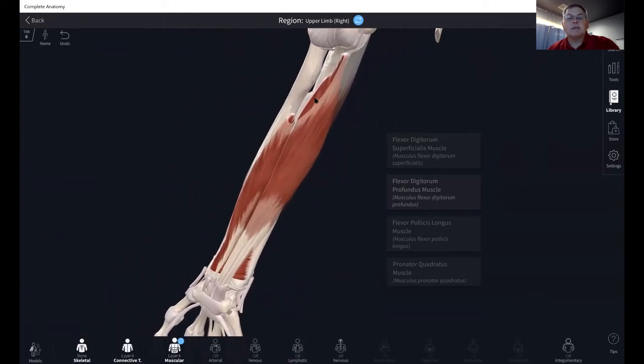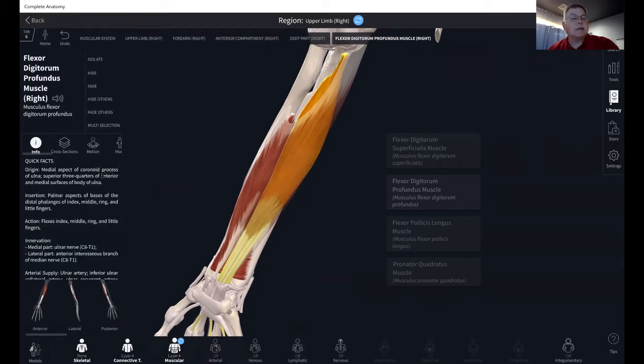And so profundus sits deep to the superficialis. Origin, the medial aspect of the coronoid process of the ulna, the superior 3/4 of the anterior medial surface of the body of the ulna. It inserts into the palmar aspects of the bases of the distal phalanges of the index, middle, ring, and little fingers, and their action is flexing, again, digits 2 through 5.